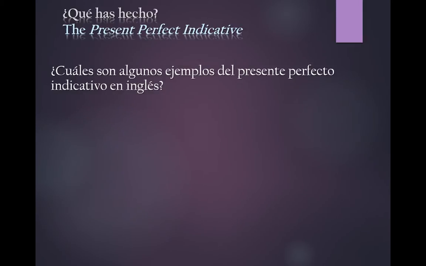¿Cuáles son algunos ejemplos del presente perfecto indicativo en inglés? Let's look at some present perfect examples in English. What would the present perfect of the verb to be? Well, it would be I have been. So have been, it's not just have and it's not just been, but it's those two words together that form the present perfect. And there's an example sentence.